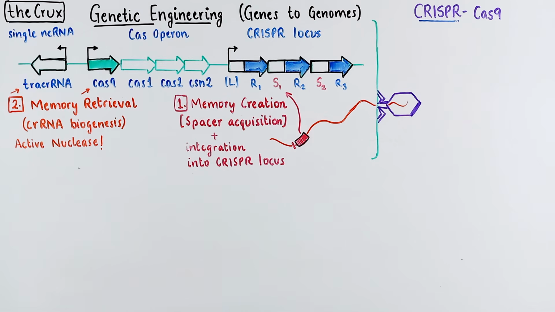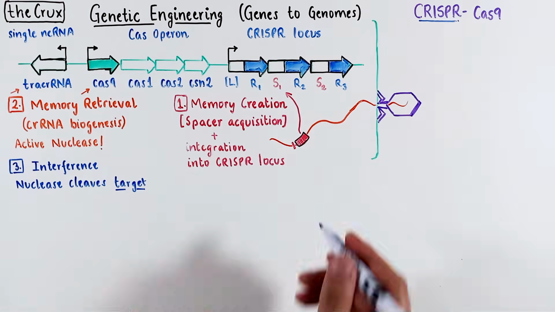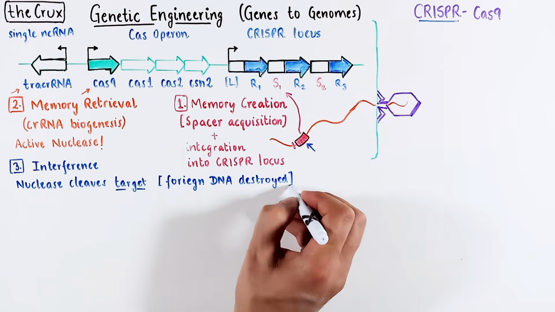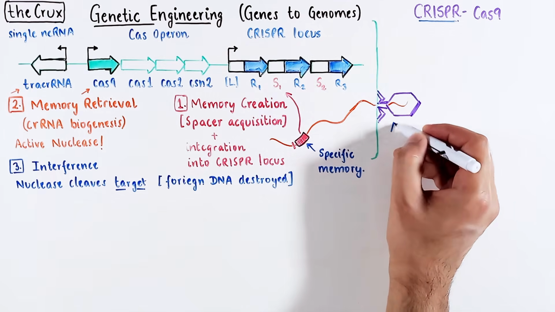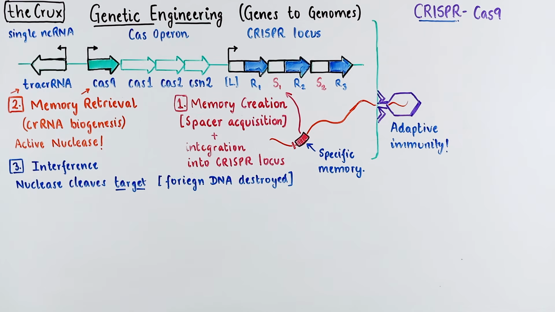nuclease complex forms. In the final step of interference, this active nuclease is used as a weapon to destroy the target DNA based on the matching spacer DNA. And this causes the foreign DNA to be digested. The acquisition of specific DNA sequences leads to genetic adaptation or immunity against any future infections by that same pathogen.